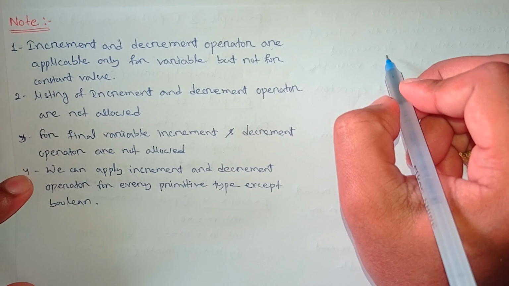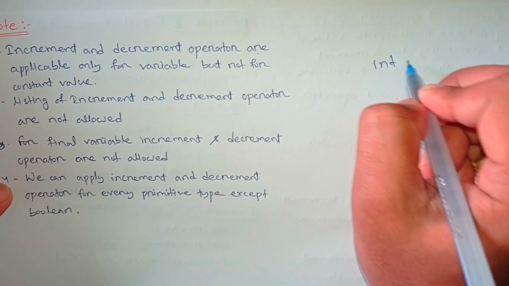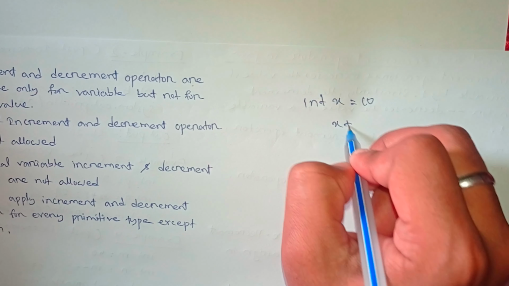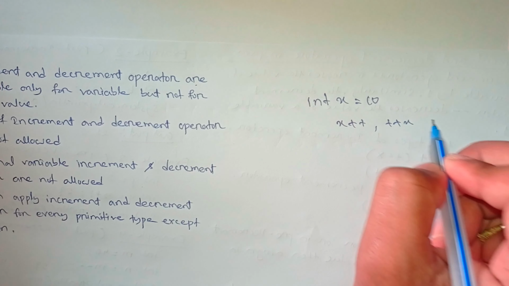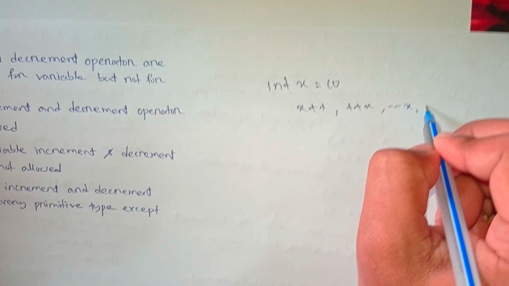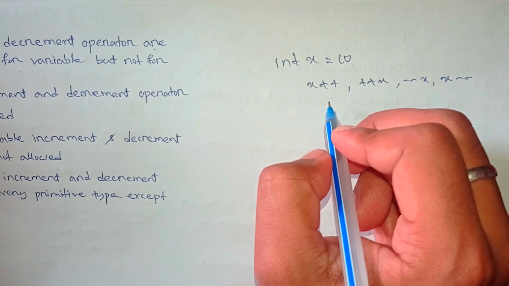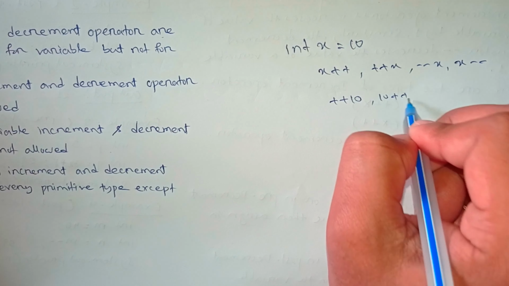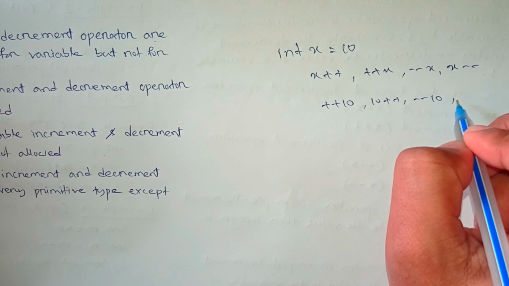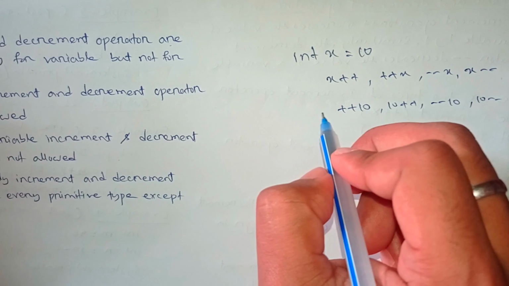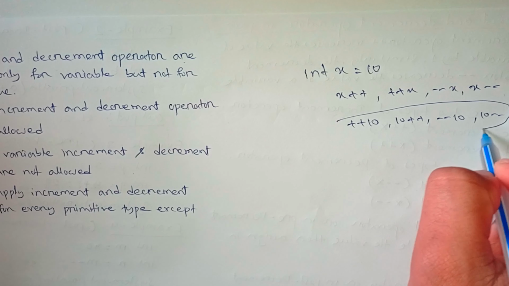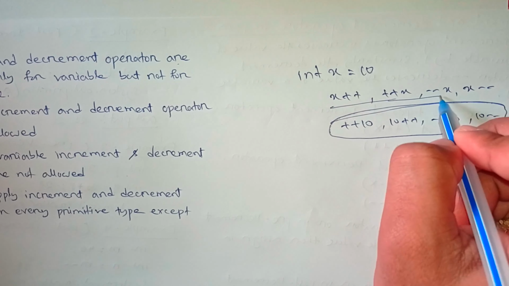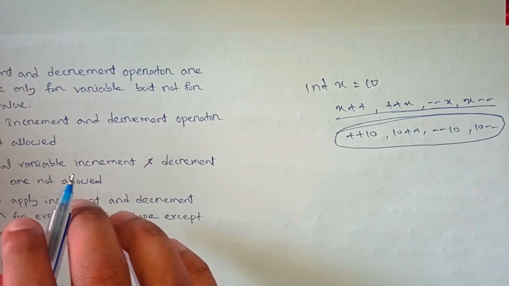That means if int x = 10, we can write ++x or x++ or --x or x--, but we cannot write ++10 or 10++ or --10 or 10--. We cannot use increment and decrement operators for a constant value. We can only use them for variables.